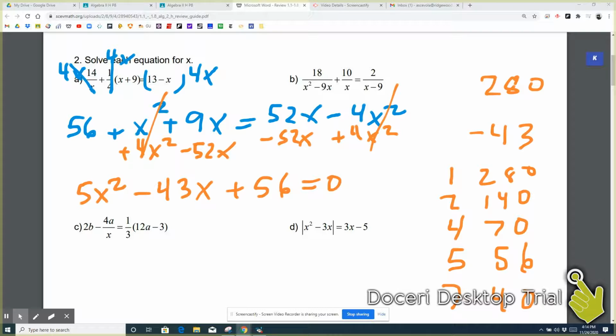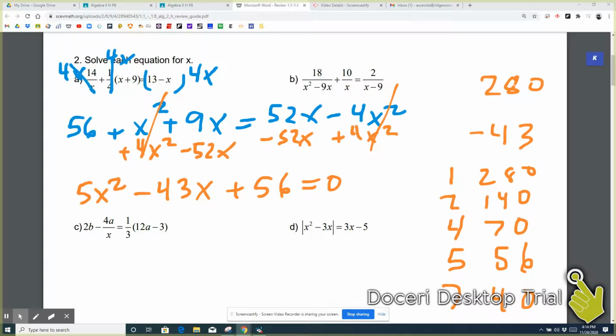All right, and let me double check that 5 times 56 is 280. It is. So now we've got to do the quadratic formula. And I'm just going to use my CAS calculator real quick to see if this does factor. So 5x squared minus 43x plus 56. Oh, it does. It should. So it does factor. I must have missed something.